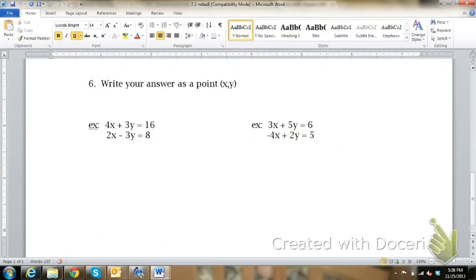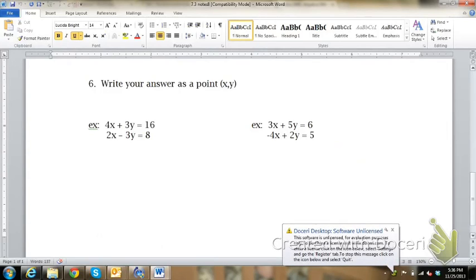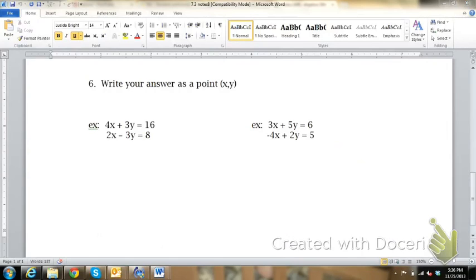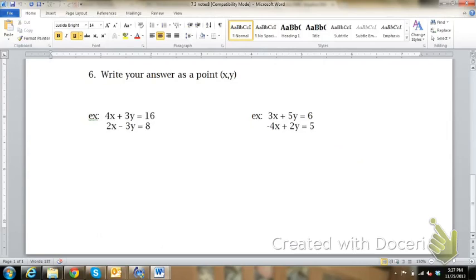So here's 2 examples that we can try. The first one, if you notice that the y's already match. So you don't have to multiply both equations if you don't need to. So don't make more work for yourself. These y's already match, and they even have opposite signs. So I'm just going to add straight down. 4x and 2x make 6x. The y's cancel. 16 and 8 is 24. Solve this equation. You get x equals 4.